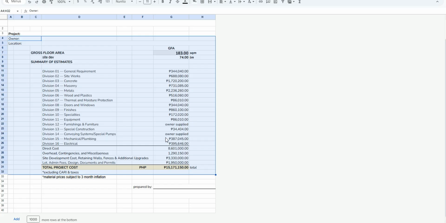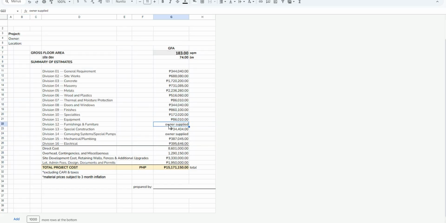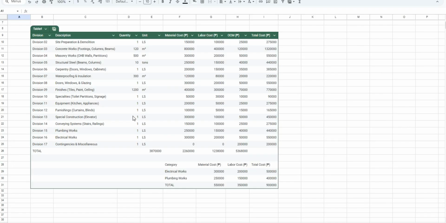So this is just an example. You can see here OSM, owner supplied materials for furnishings and furniture, conveying systems, if any, pressure pump or any additionals will be discussed. But this was my old template. You would see an example here of the same thing, division 1 to 16 supposedly, but then this one is by lump sum or cubic meter, material, labor.